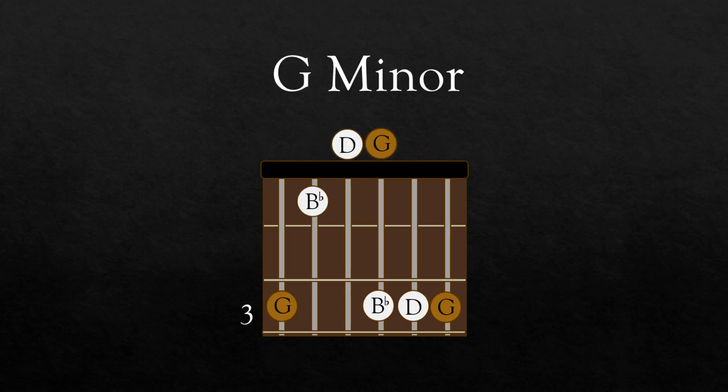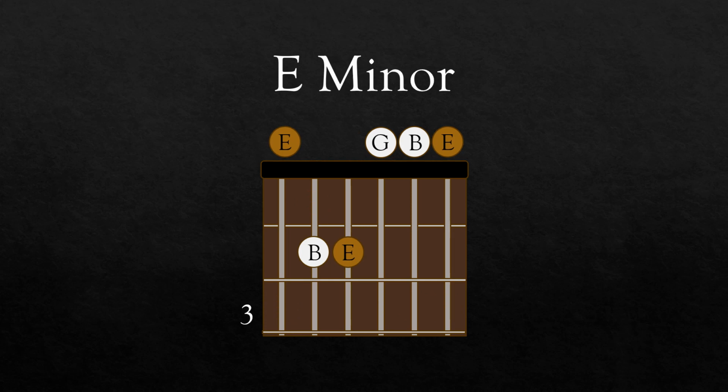Similar to its major counterpart, the G minor shape can be split into two separate configurations. One configuration utilizes the top three strings, while the other utilizes the bottom three strings. The bridge side root notes that connect us to the next shape are found on both of the E strings.